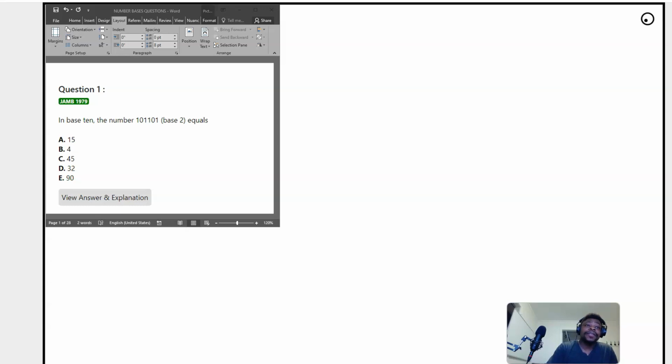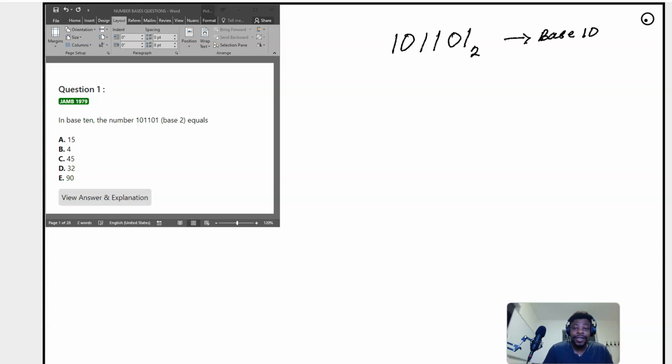So on the screen, we have question 1. It says in base 10, the number 101101 base 2 equals to. So here we have 101101 in base 2. We want to convert to base 10. And in my previous video, I have taught you how to convert from other bases to base 10.